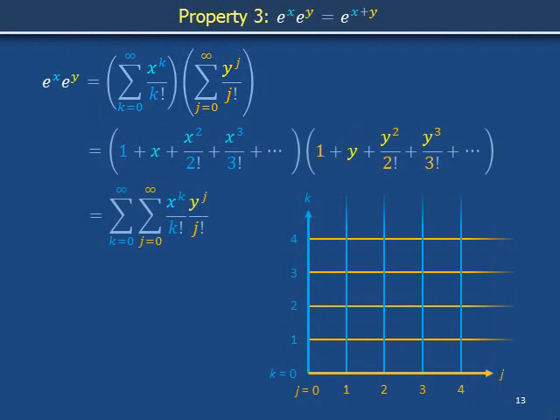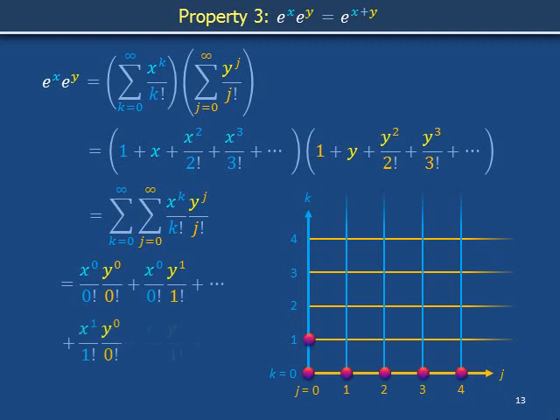As our first example term, start with k equals 0, j equals 0. The term is x to the 0, y to the 0 over 0 factorial, 0 factorial. Move to the right, keeping k equals 0 and now having j equals 1. The term is x to the 0, y to the 1 over 0 factorial, 1 factorial. Analogous terms are obtained by continuing to move even further to the right.